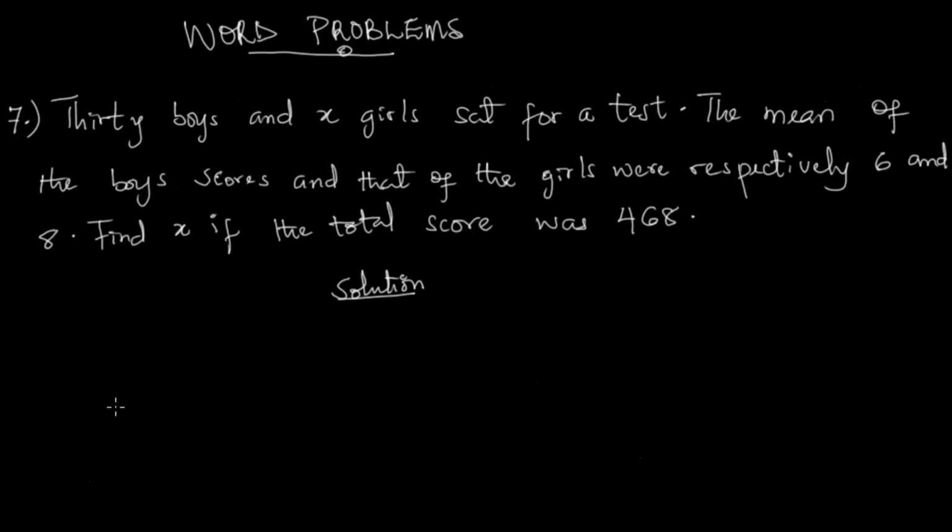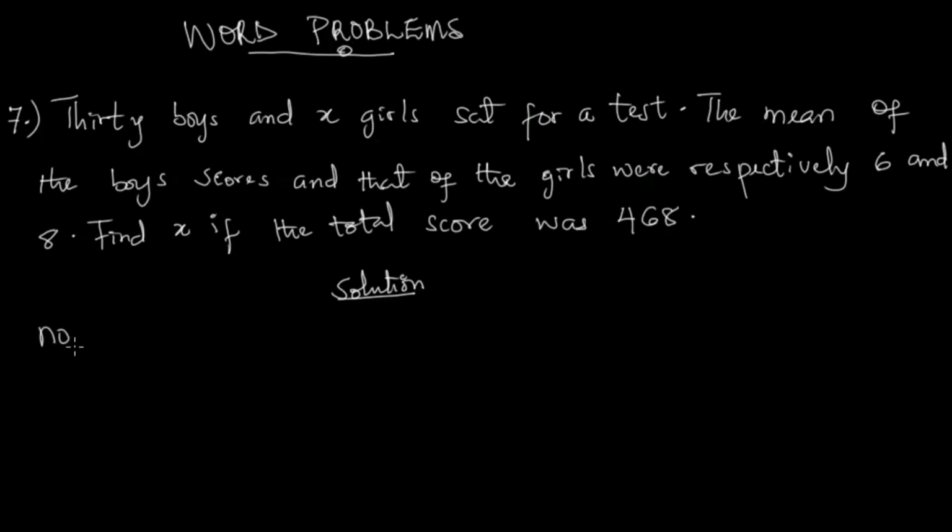Question 7 says 30 boys and X girls sat for a test. The mean of the boys' scores and that of the girls were respectively 6 and 8. Find X if the total score was 468. Alright, so you can pause the video and attempt the question. Okay, so we have 30 boys and we have X girls.